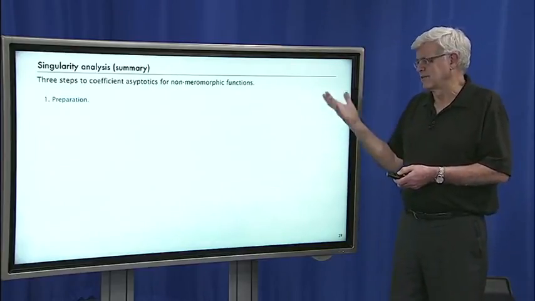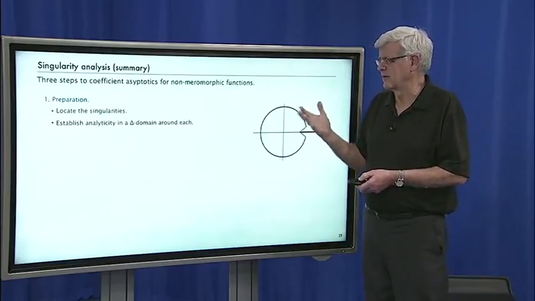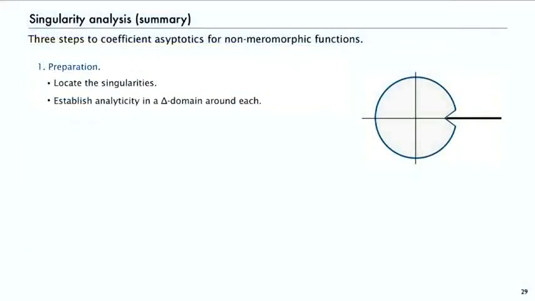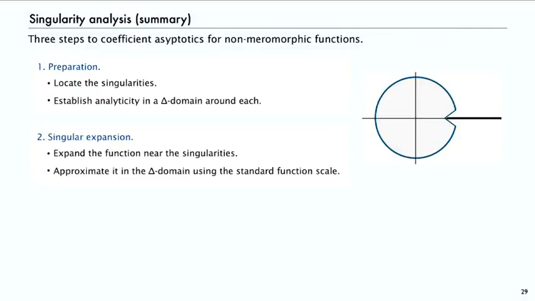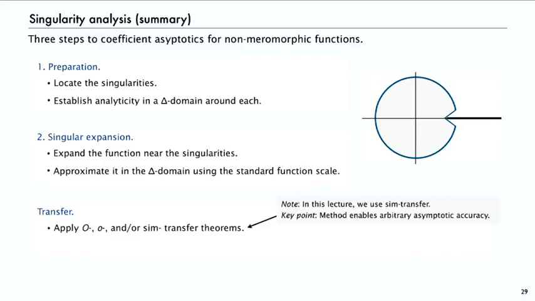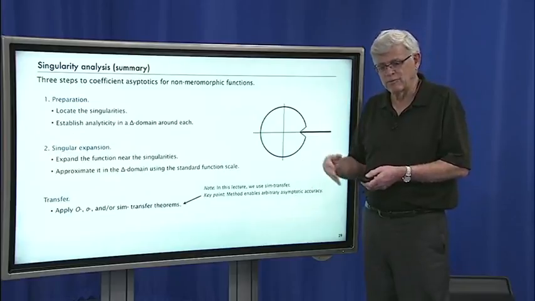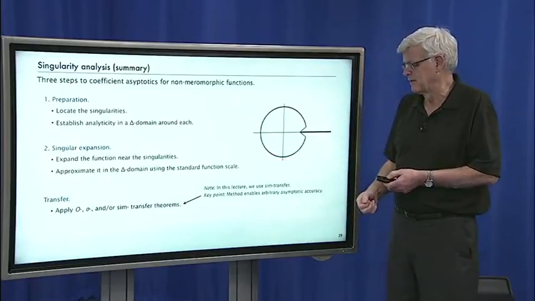So then that gives us the three steps that we need for coefficient asymptotics. We have to figure out where the singularities are. We've got to establish that it's analytic in a delta domain, a Pac-Man domain. Then we're going to expand the function in this area, and then approximate it using the standard function scale, and then do the transfer. Now, in this lecture, we're just using the simple transfer, but it's very important to understand that the method enables arbitrary asymptotic accuracy.